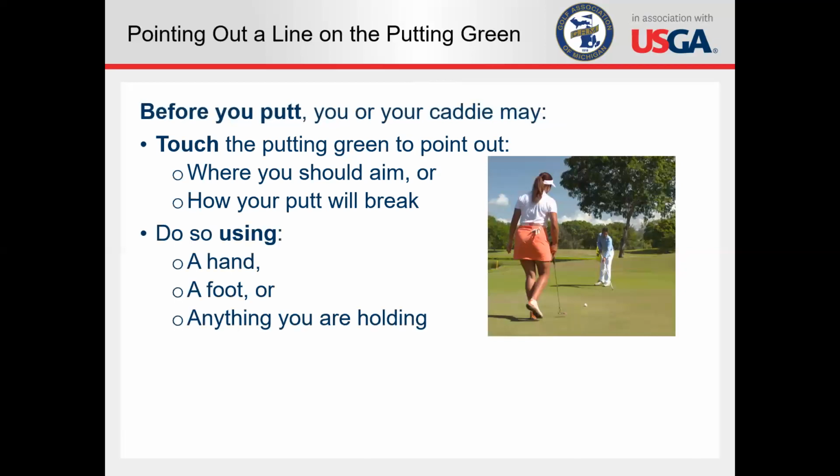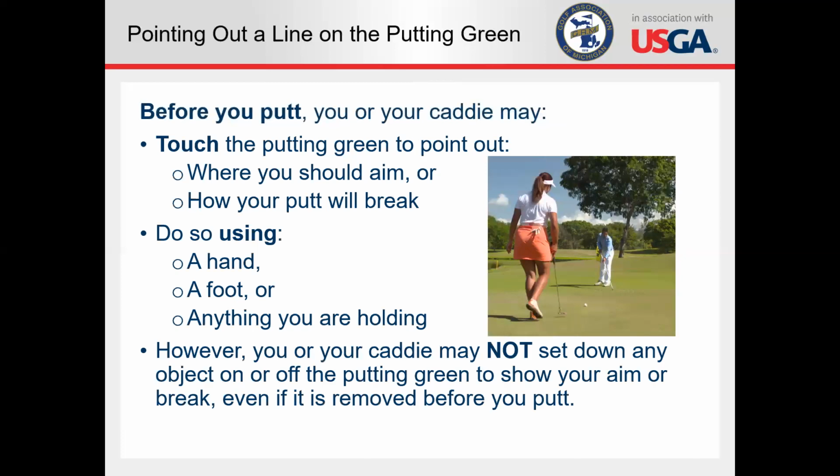So you can see here that they can touch the putting green to point out where you should aim or how your putt will break. They can use a hand, a foot, or anything that they're holding. However, you or your caddy may not set down any object on or off the putting green to show your aim or break, even if it is removed before you putt. So you can point that out, but you need to move it.